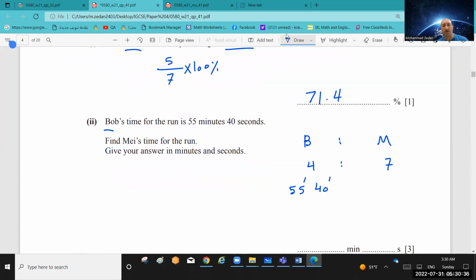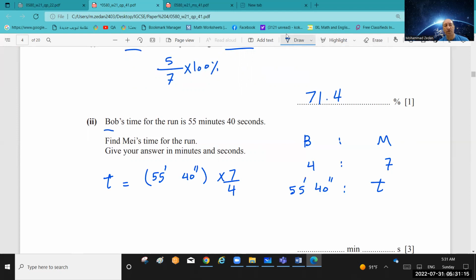55 minutes 40 seconds. I want to find the time taken by May. Find May's time to run. So just a cross multiplication. Make the time t. Any variable, no problem. So take the time t. The time taken by May is just 55 minutes 40 seconds multiplied by 7 divided by 4.